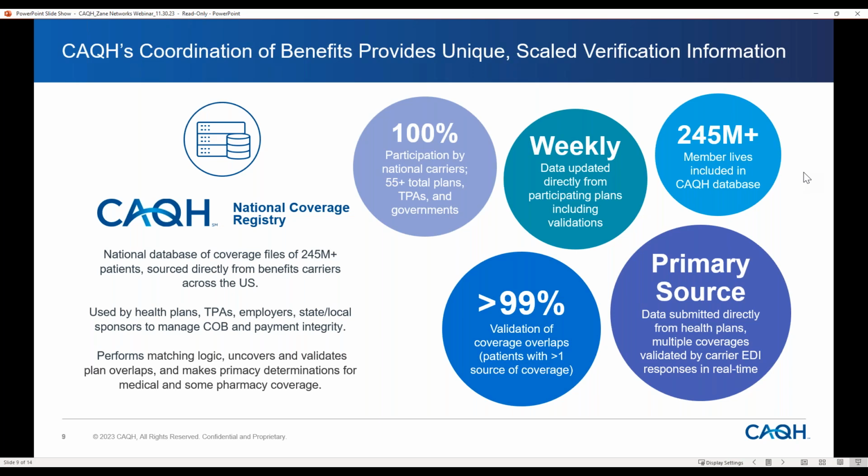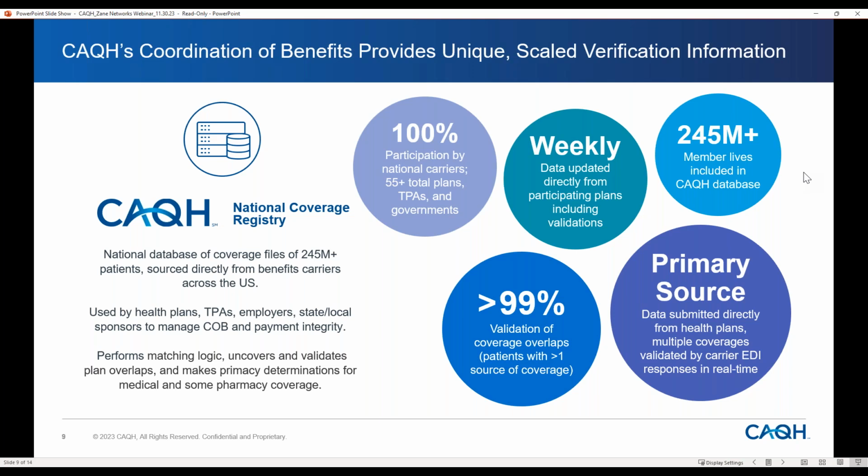It is a participatory data source wherein once weekly, individual participating plans submit into CAQH a standard set of validated member coverage files that are aggregated together, normalized, and then validated through CAQH to put together an accurate view on what are the sources of coverage attributable to each individual and their family.